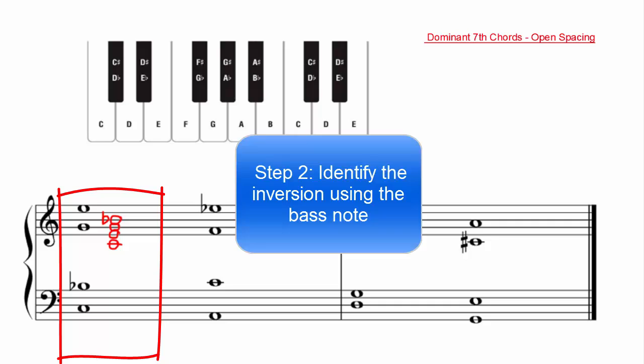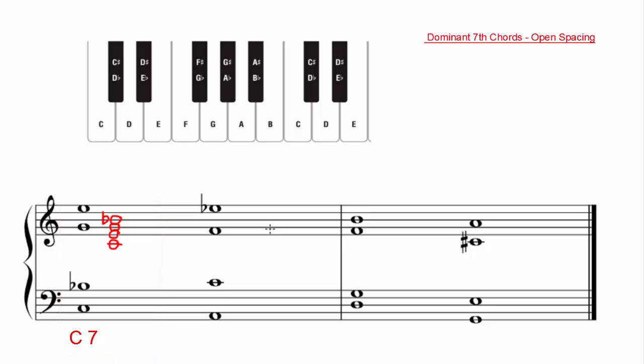Our second step is to look at the bass note, or the lowest note in the chord, to determine what inversion we are in. In this case, C is the lowest note, and since C is the root, we know that we have a C dominant seventh chord in root position.